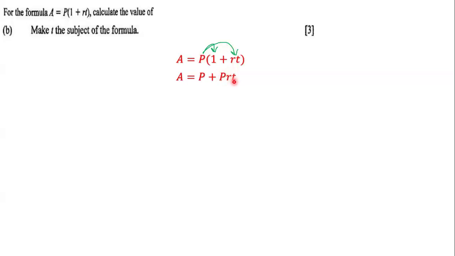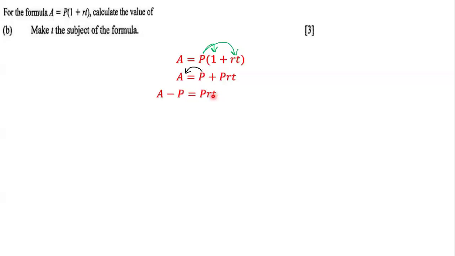Remember, our goal is to make T the subject. So what we're going to do is take P and send it over the equal sign. When we send that over the equal sign, we get A minus P, because this was positive, and when we send it over the equal sign, it becomes negative. So we have A minus P is equal to PRT.